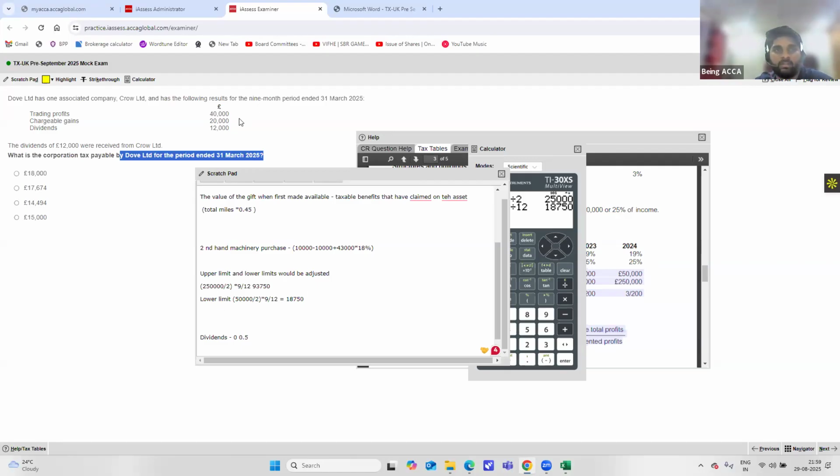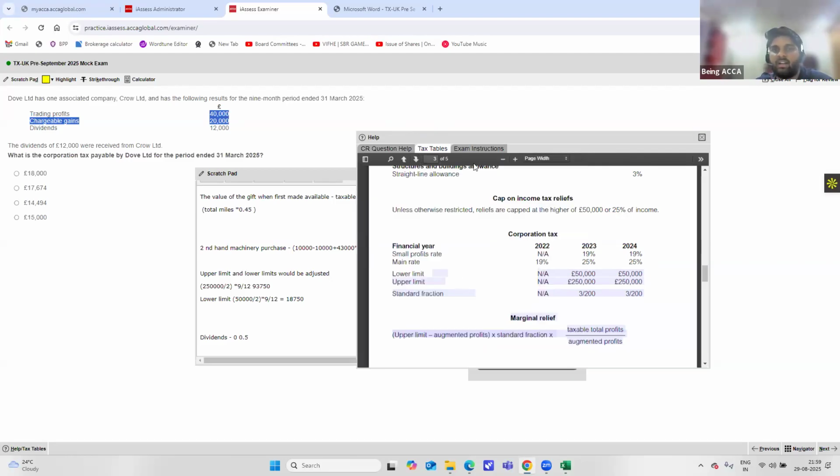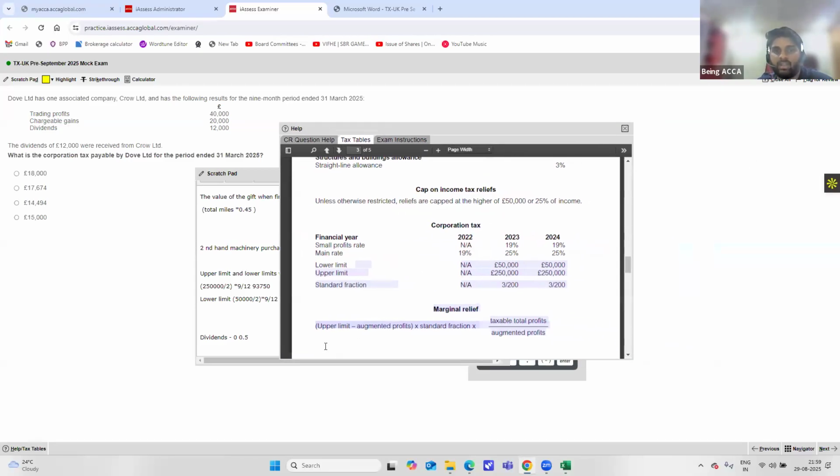You can see the taxable income is 60,000. So 60,000 will be taxed at 25%. And from that, you should be deducting a marginal relief. How do you calculate a marginal relief? Upper limit minus augmented profits into standard fraction, that is 3 by 200, into taxable total profits of 60,000 divided by 72,000. Is that clear? Yes. So you will be calculating it first at 25%, then a marginal relief should be deducted. Any doubt on that so far?